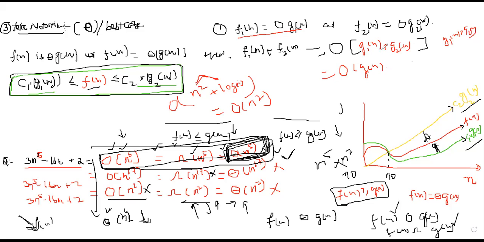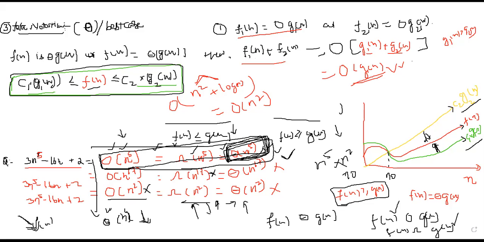Same case: when you are performing the addition operation and two functions are there, you have to choose the bigger one. Whichever is bigger will be the answer. Is this point clear? Yes, sir. If there are more than two functions, you have to choose the bigger one. That's the property. This is the first property, called the addition property. If f1(n) is order of g1(n) and f2(n) is order of g2(n), when I add these two functions, the final answer will be whichever of the two is the larger function.